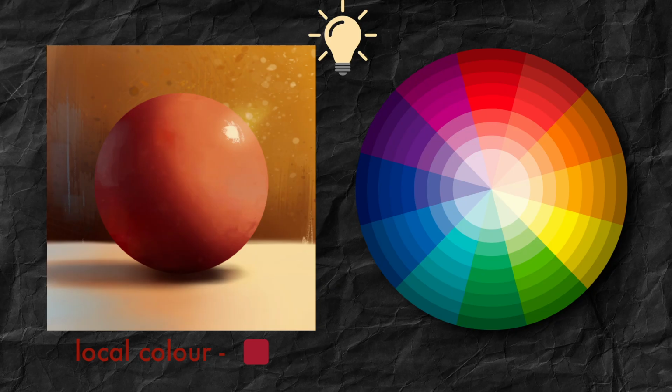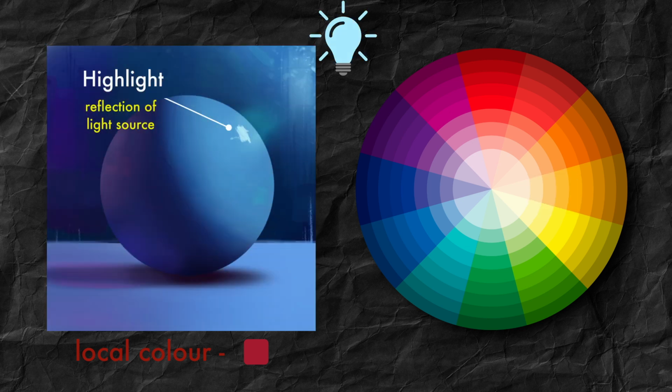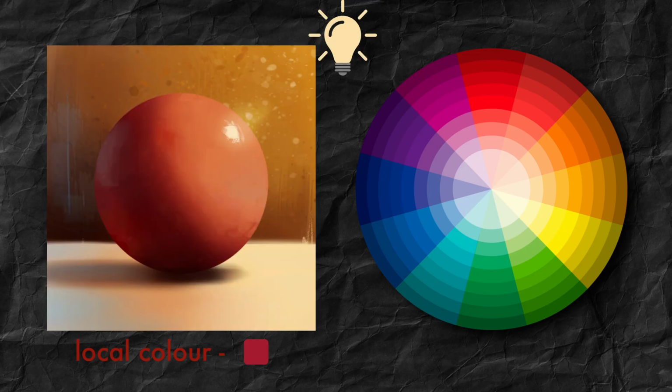Next, we need to look at this bright spot, which is the highlight, and this dark area, the ambient occlusion. The highlight is a reflection of the light source. The color of your light source is the color of your highlight. For example, if I were to make this a cool light instead, then my highlight will be a cool blue color. Now for the ambient occlusion.